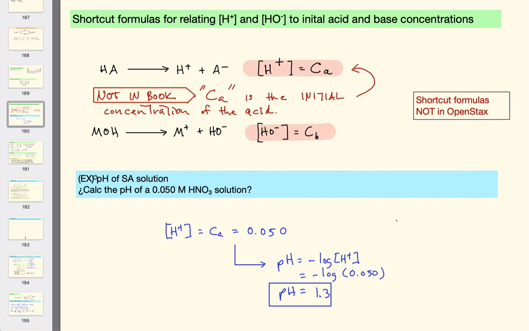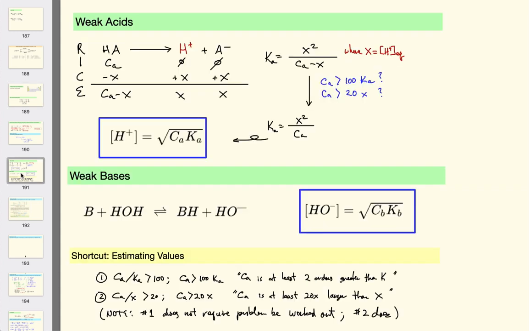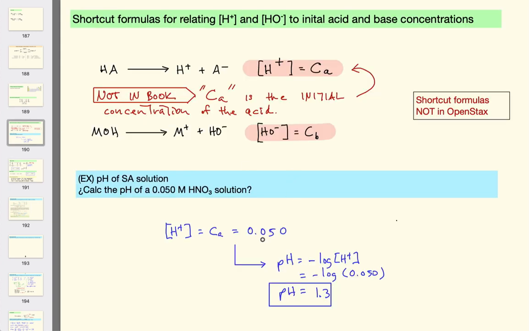So let's look at the pH of a strong acid problem. What is the pH of a 0.05 molar nitric acid solution? Well, immediately you recognize nitric acid as one of your 7 strong acids. And so you immediately say, oh, I know what it is. I know that H plus is equal to the initial concentration, and I know the initial concentration is equal to 0.05. Therefore, the H plus concentration is equal to 0.05.